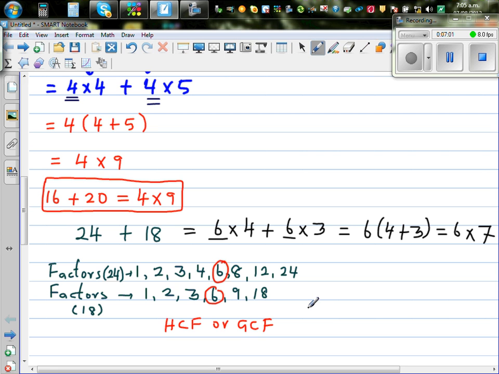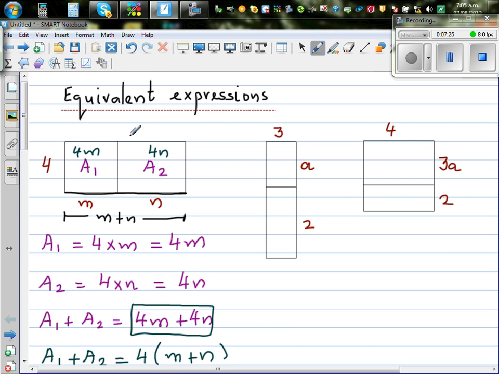And this is what I'm saying, equivalent fractions. So 24 plus 18 is 42, which is the same as saying 6 times 7. So these are called equivalent fractions. Okay, so let's look at this.